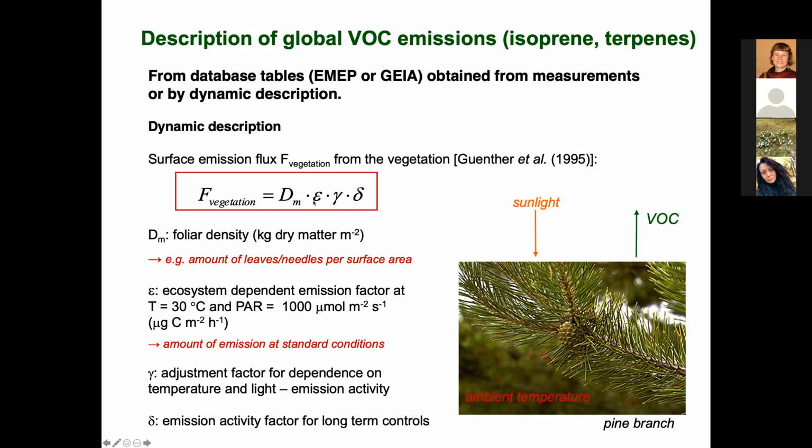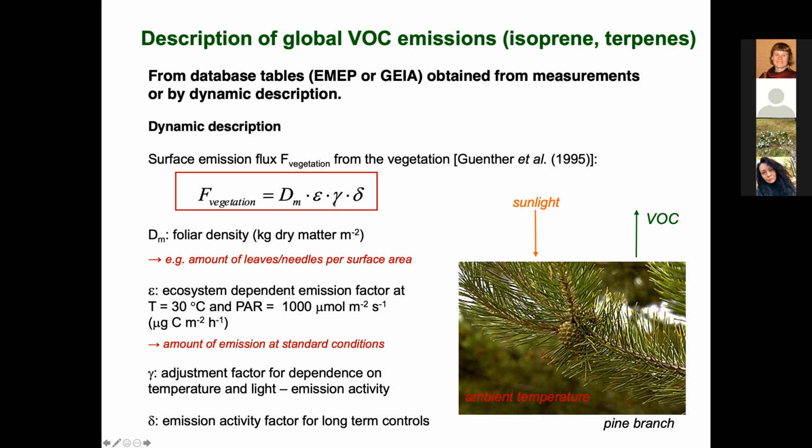Then you need this epsilon, the ecosystem dependent emission factor at a certain temperature and at 1000 micromole per square meter per second. This is what you get from the forest people who do the cuvette measurements, who really try to estimate how much alpha-pinene and how much isoprene is coming out from this tree, from these needles. This is given in microgram carbon per square meter per hour. So you get this from the people who make the cuvette measurements on the trees. And then you need the MEGAN code.